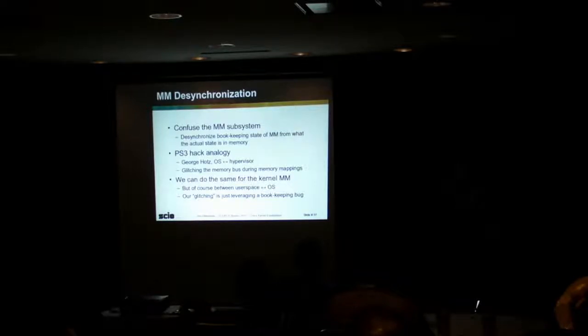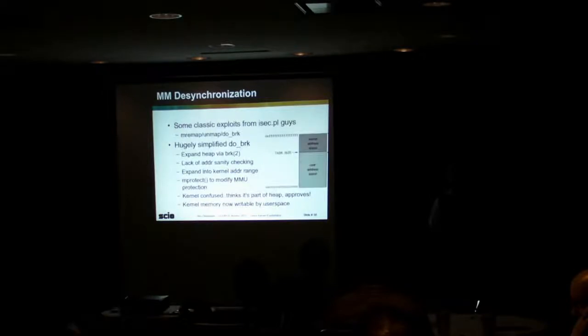And if you guys followed the PS3 hack, the George Hotz guy did this with the OS and hypervisor, where he was able to do a lot of allocations and deallocations and desynchronize the state of the memory manager from what was actually in physical memory, by glitching the memory bus while these memory mappings were happening. So he actually had physical access to the PS3 and was glitching the physical bus line. Now we can do the same thing for the kernel, but instead of glitching the bus on our machine, we're just taking advantage of a bug that throws off the bookkeeping of the memory manager.